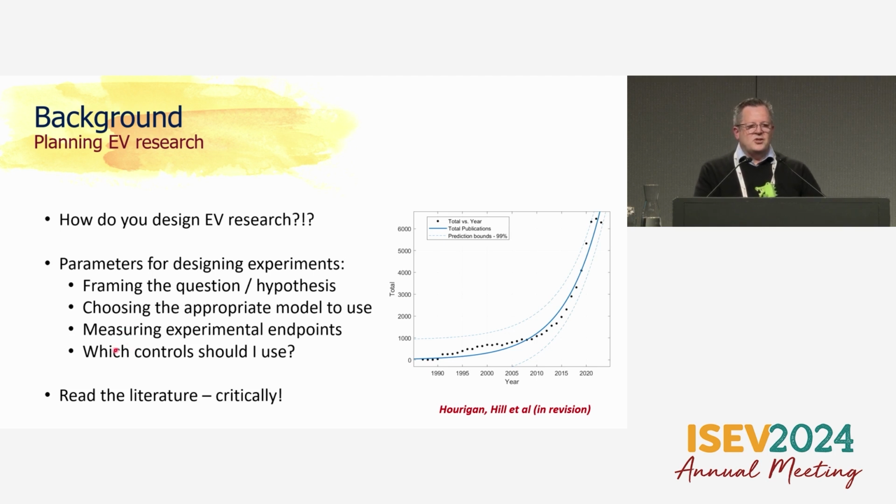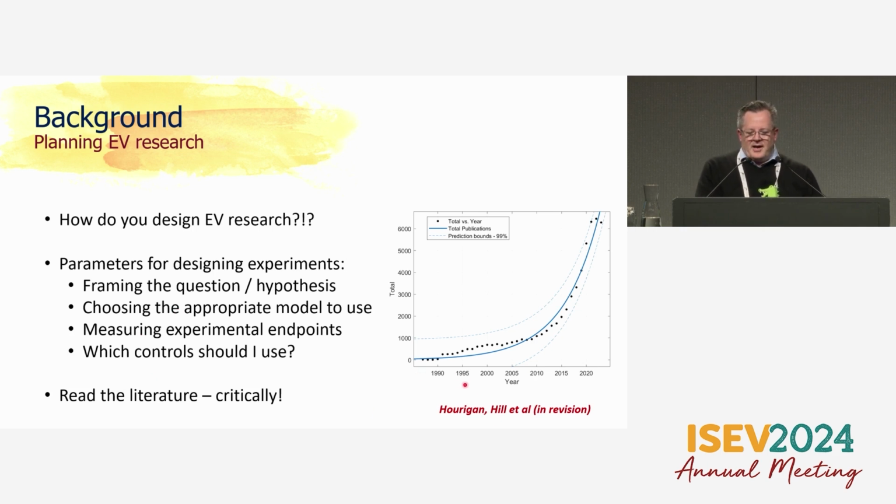And also, which control should I use? This is really fundamental, and you really need to think about this from the outset. You don't want to hear back from reviewers of a paper saying, why didn't you do this or that? Because that's too late. So thinking about the controls, the model systems, and your experimental endpoints are really key fundamental things you need to design appropriate EV research experiments. And the final point on this slide is about reading the literature, but reading it critically.